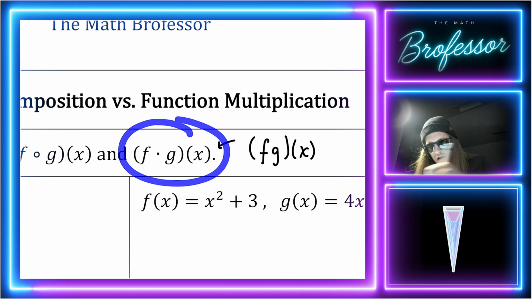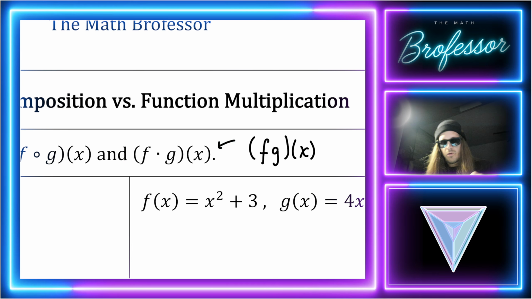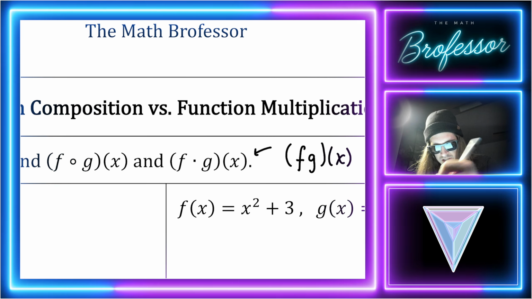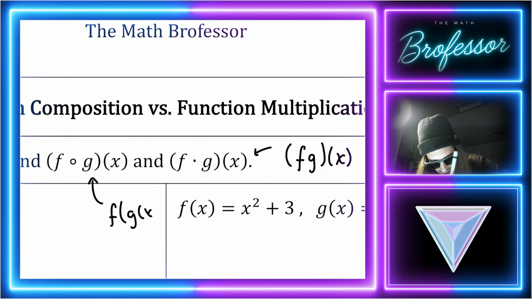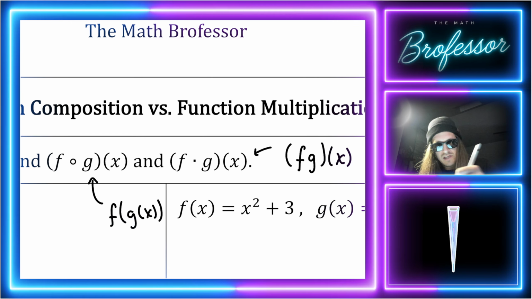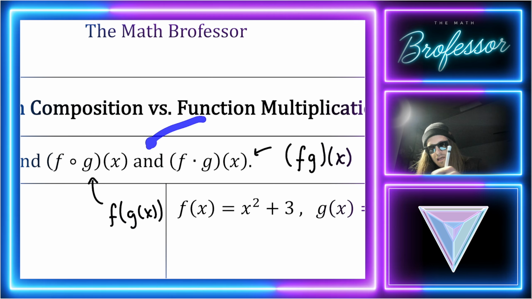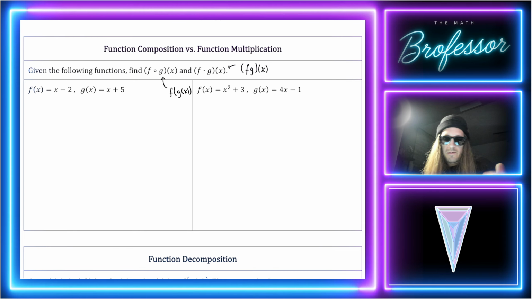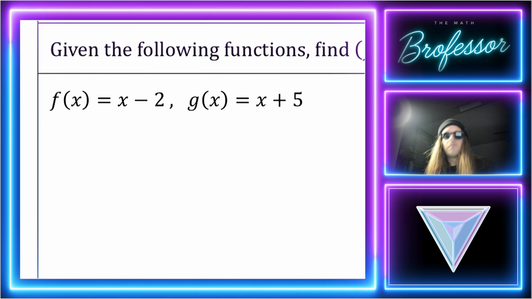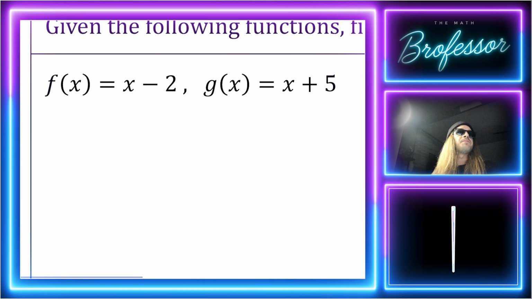This right here means multiplication, whereas this means composition, right? This is f of g of x. So that's the difference. That's what that means. So let's do them both so you can see the difference.